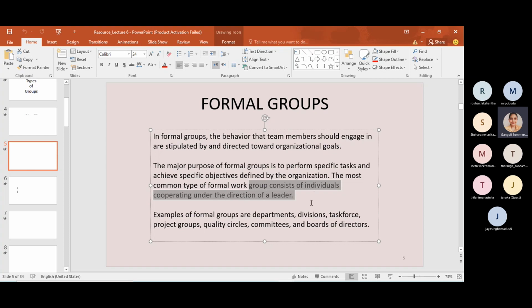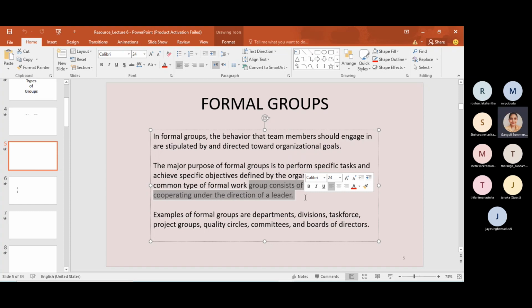These tasks are not the tasks that you guys decide, right? These tasks are decided by the organization. The organization is the one that tells you these are the things that you need to do. So these tasks are defined by the organization and you have specific objectives. So this is an example of a formal group.